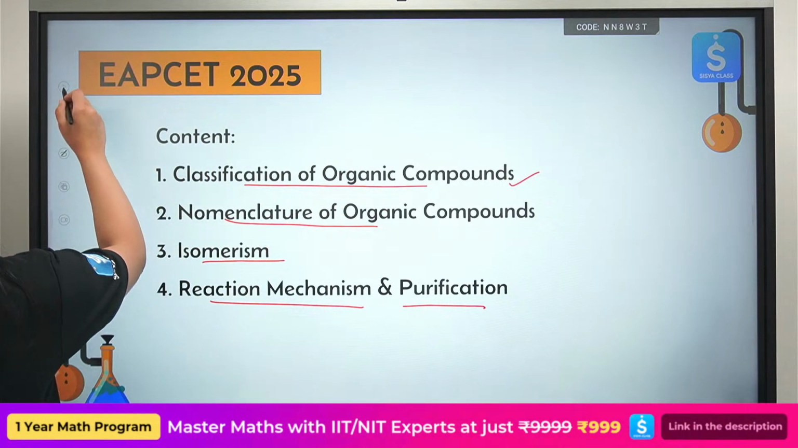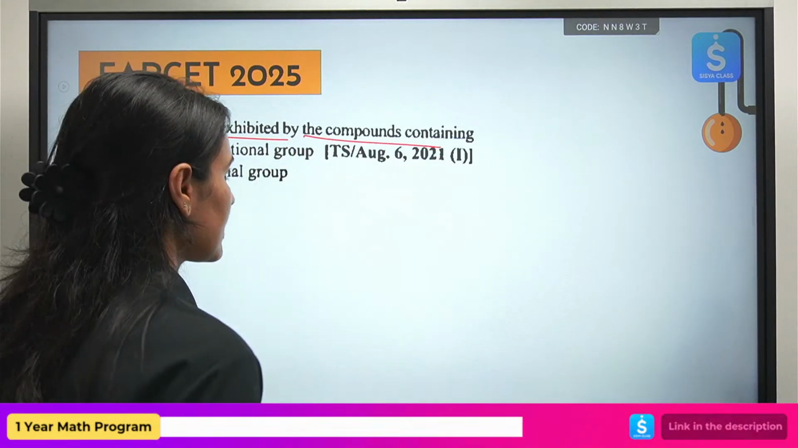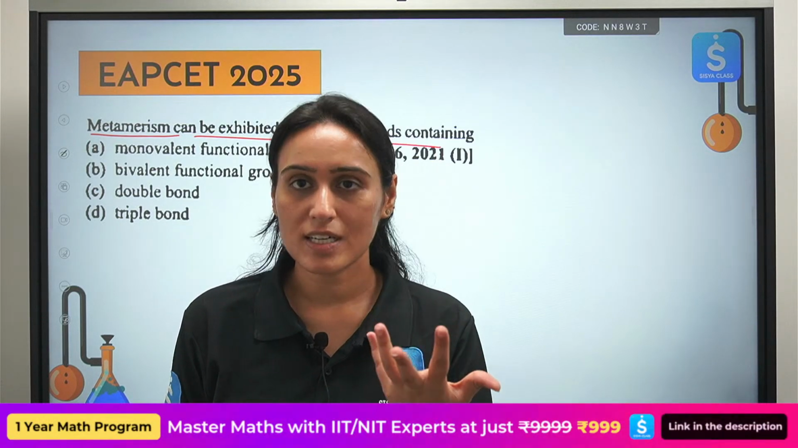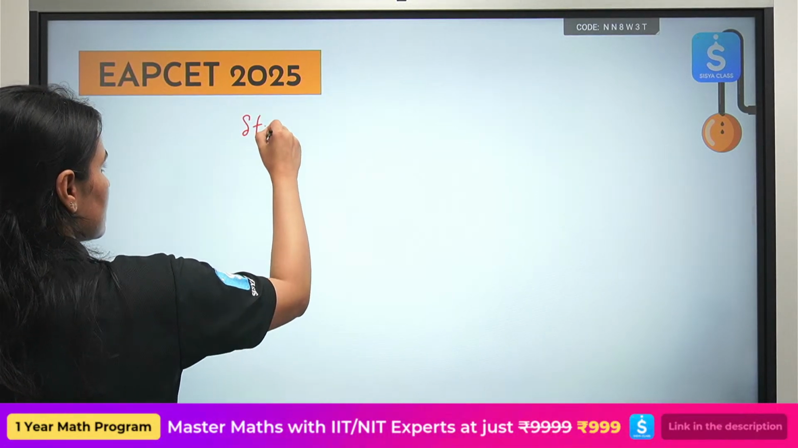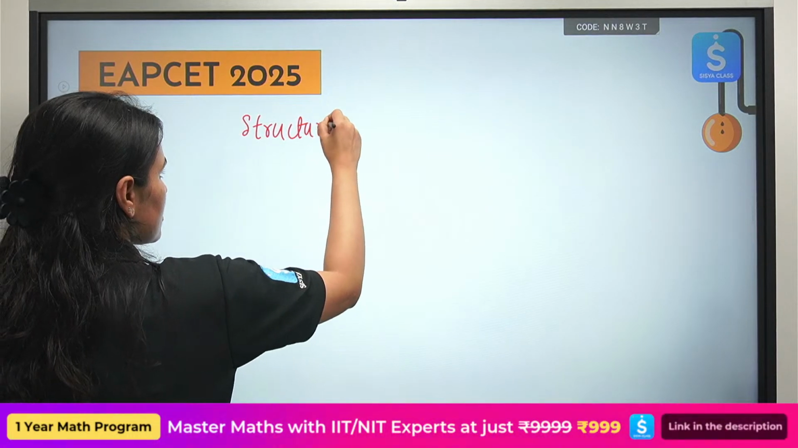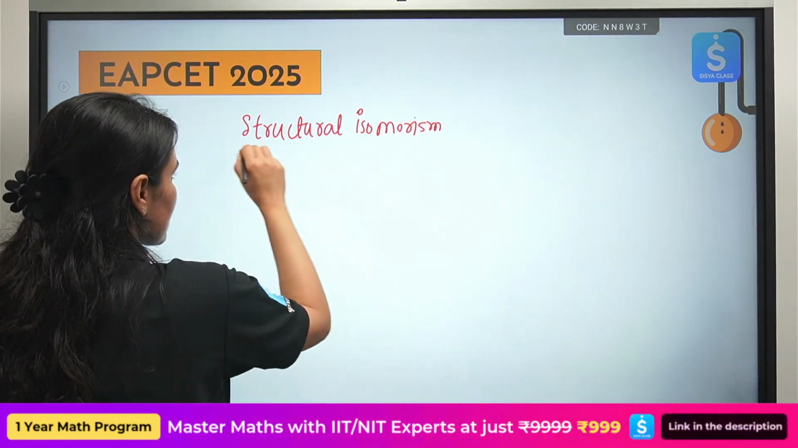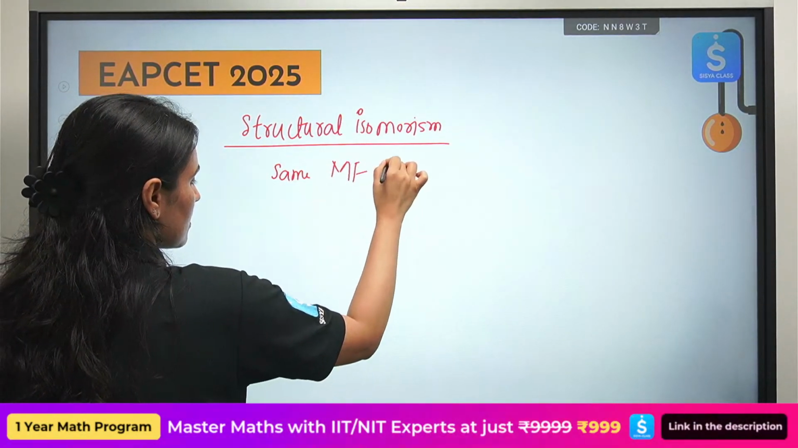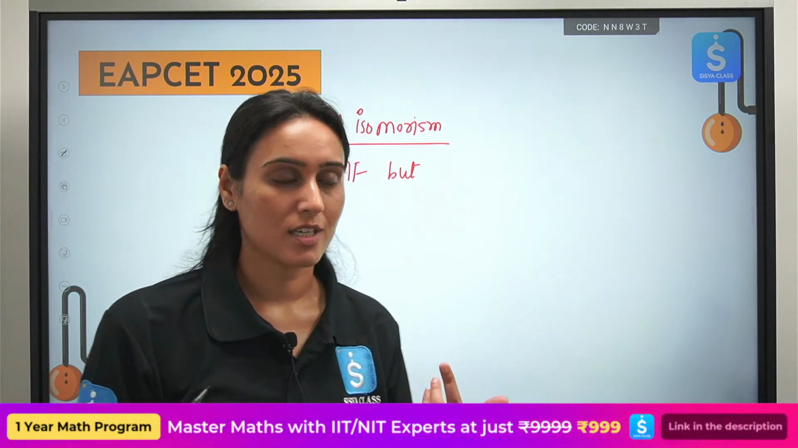Let's begin. So first question: metamerism can be exhibited by the compounds containing. So metamerism is a type of structural isomerism. So what are the different types of structural isomerism? Let's revise them first, then we will solve this question. Okay. So you have learned about this, we have discussed in the last session also. We have the same molecular formula, but the structural arrangement is different.